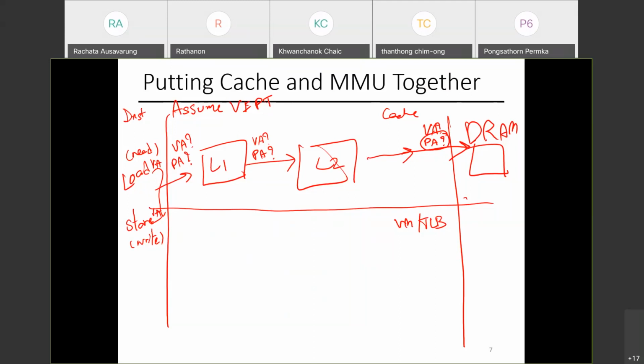For L1, because you need the virtual address for the index, you definitely need the virtual address, but you also need the physical address for the tag. So you need both of them here. Are you with me that you need both of them because you want VIPT? VIPT means I use virtual address for the index, physical address for the tag.